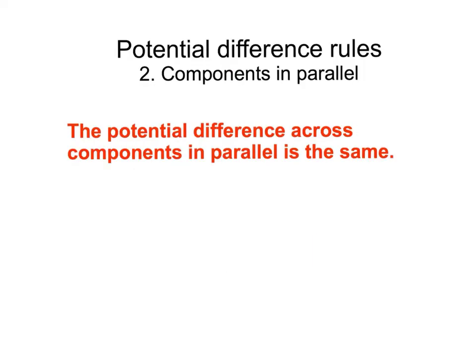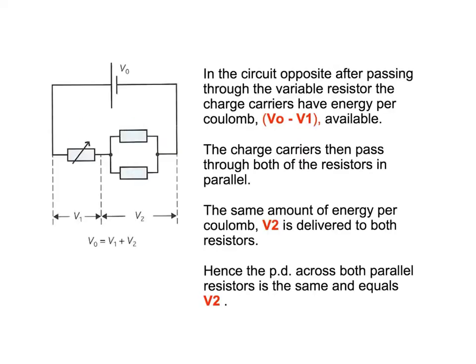Potential difference in parallel. Potential difference across components in parallel is the same. In this circuit, after passing through the variable resistor, the charge carriers, electrons, have energy per coulomb which is equal to V0 minus V1. So the V0 is the potential difference across the battery, and V1 is the potential difference across the variable resistor.